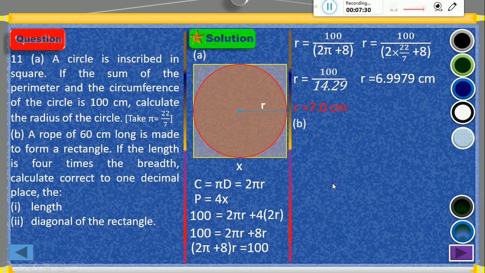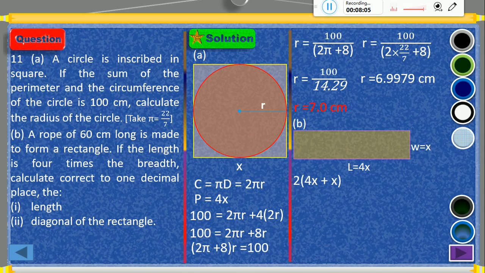Question 11b. A rope of 60 centimeters long is made to form a rectangle. If the length is 4 times the breadth, calculate correct to 1 decimal place: one, the length of the rectangle; two, the diagonal of the rectangle. This is the length, 60 centimeters. We can fold this to form a rectangle. The length is 4 times the width, as being shown in the diagram now.